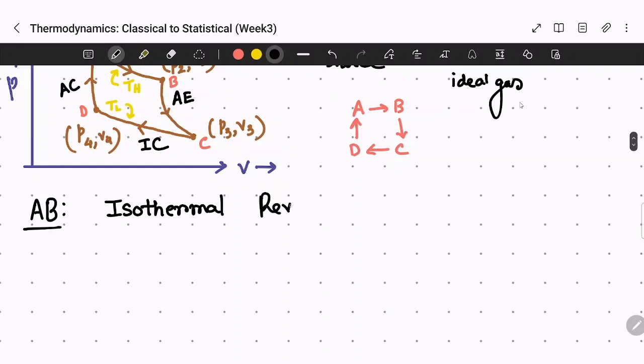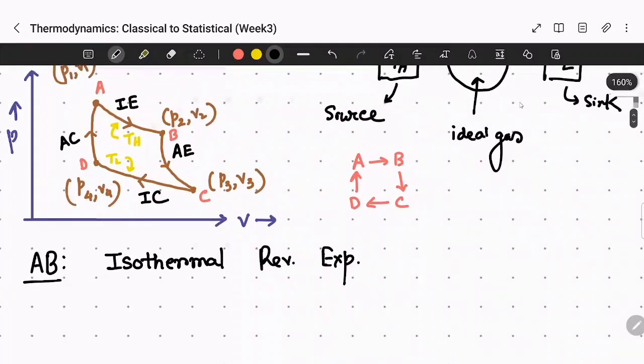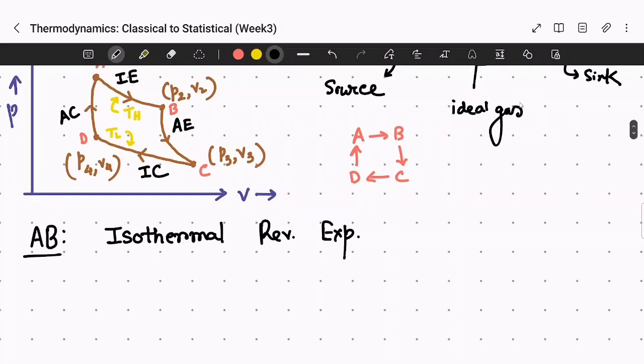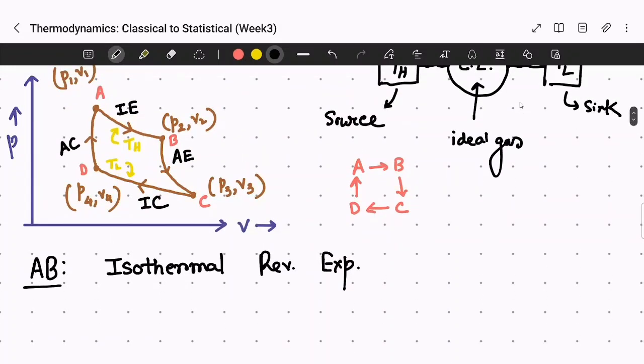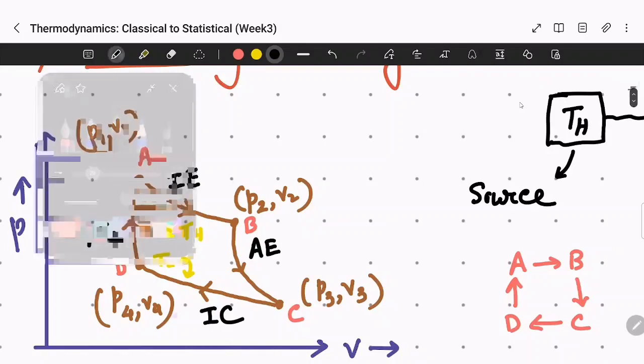Isothermal reversible expansion, to be more precise. Okay. So now we know for the isothermal reversible process the formula of the work done, because for this expansion from P1, V1 to P2, V2, we have to do some work. So here we are, let me change the color.